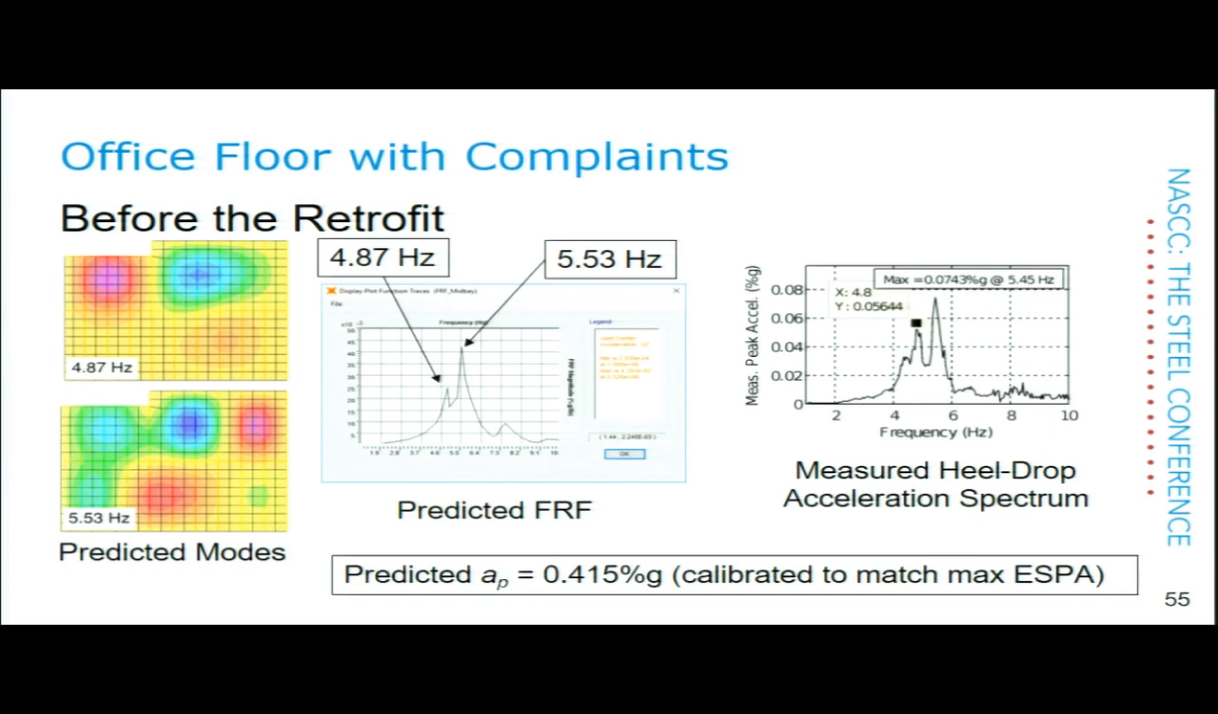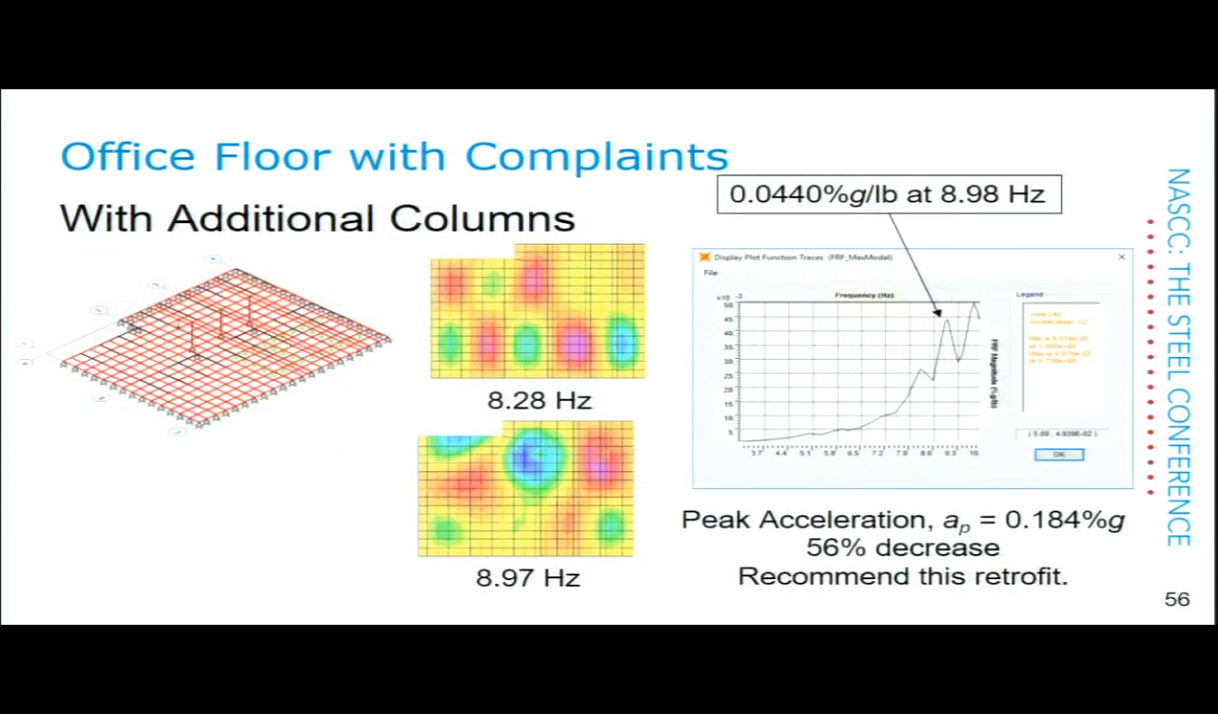Now, I adjusted the R factor on this modified FRF method to make this peak acceleration line up with the measured. So we have 0.415% g. So see, I tuned the prediction method because I have the luxury of having the test data, and it just makes our predictions much more reliable. Okay, so now take that tuned model, now add columns.